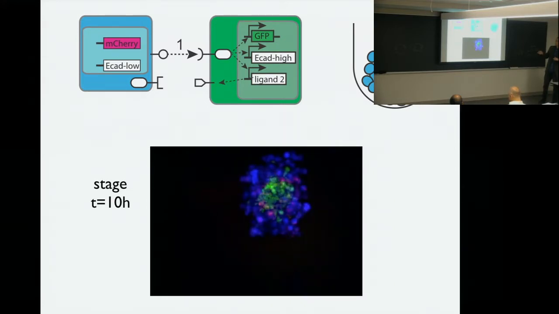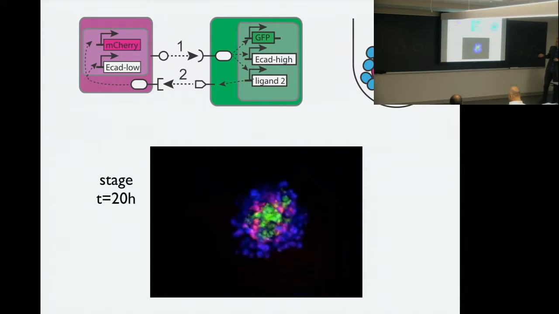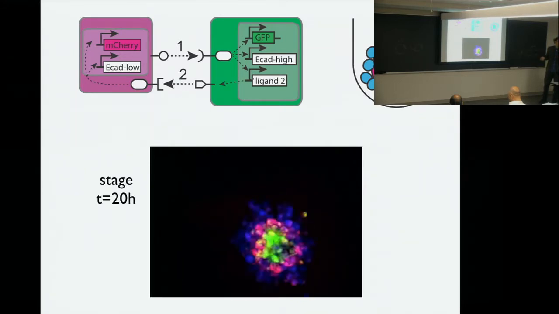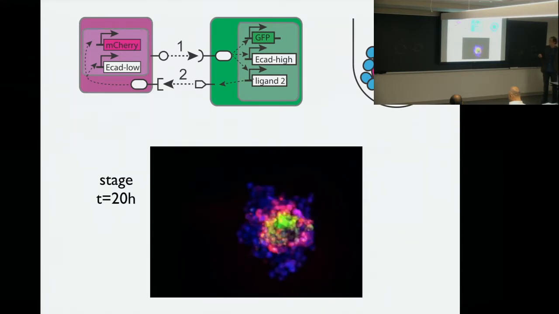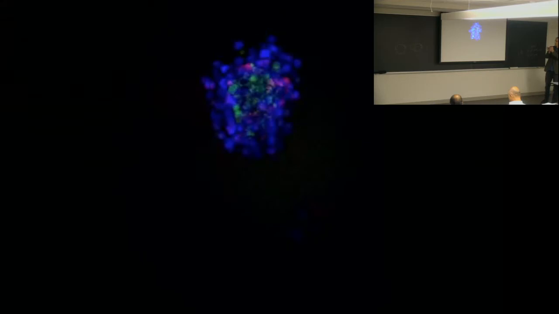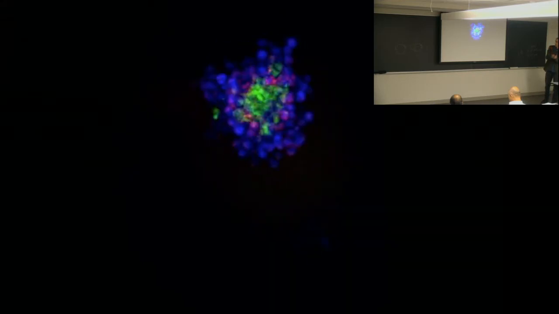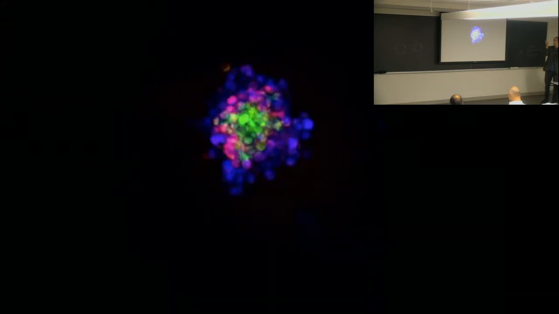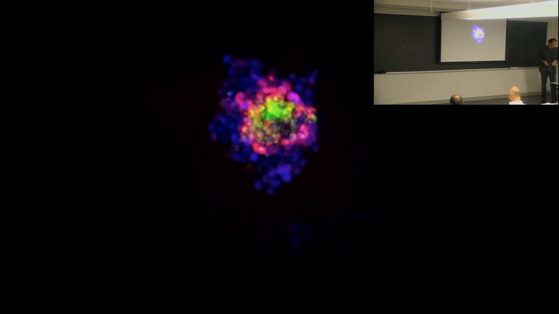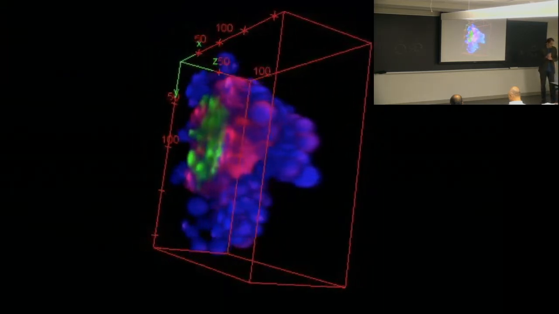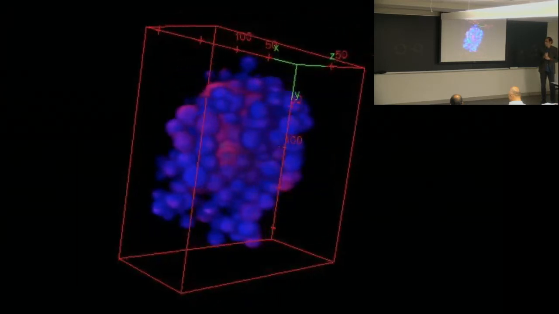And also the expression of a second ligand. The second ligand is able to communicate to the blue cells to turn on the red color. So from top to bottom, blue cells induce green cells to coalesce in the center. And from the core, the green cells then communicate back to the blue cells to form a second, intermediate layer.